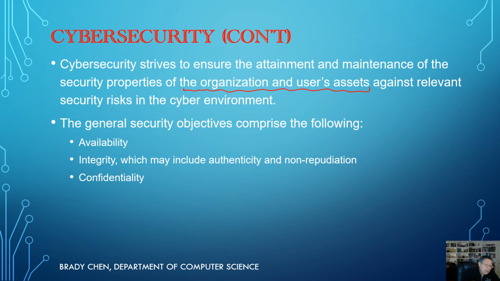Here are the general security objectives. One is availability, and then integrity, which may include authentication and non-repudiation, and confidentiality. These three are basically called the CIA triad. We're going to talk about this in the follow-up slides.